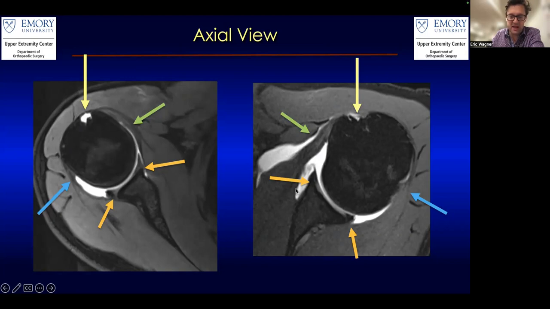The labrum is usually connected to the capsule. And so sometimes you'll actually have a little peeling off of the labrum, or peeling off of the capsule off the labrum, but for the most part, this looks like a pretty good labrum.